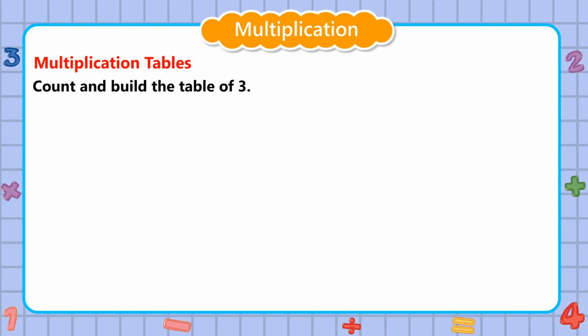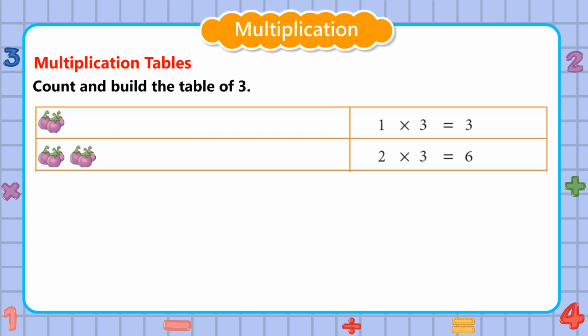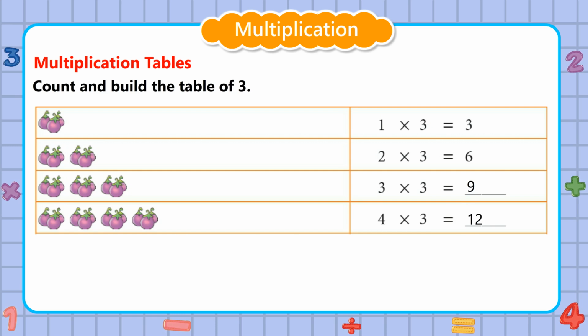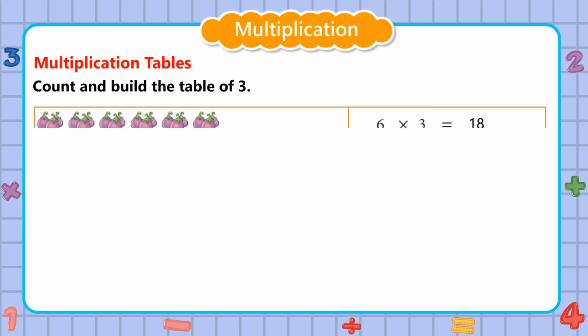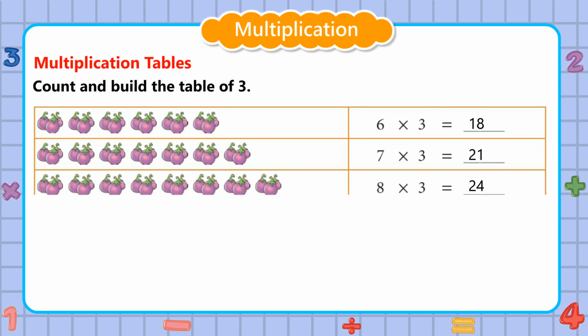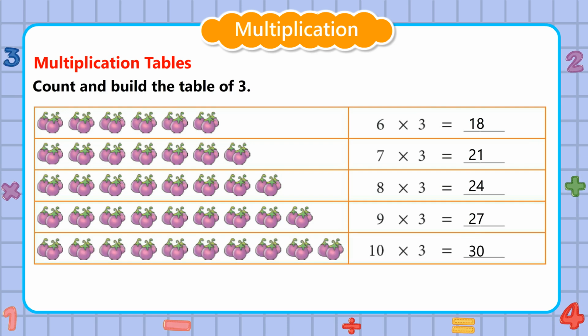Count and build the table of 3. 1 multiplied 3 is equal to 3. 2 multiplied 3 is equal to 6. 3 multiplied 3 is equal to 9. 4 multiplied 3 is equal to 12. 5 multiplied 3 is equal to 15. 6 multiplied 3 is equal to 18. 7 multiplied 3 is equal to 21. 8 multiplied 3 is equal to 24. 9 multiplied 3 is equal to 27. 10 multiplied 3 is equal to 30.